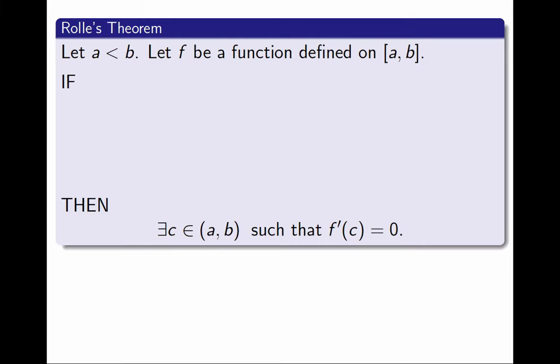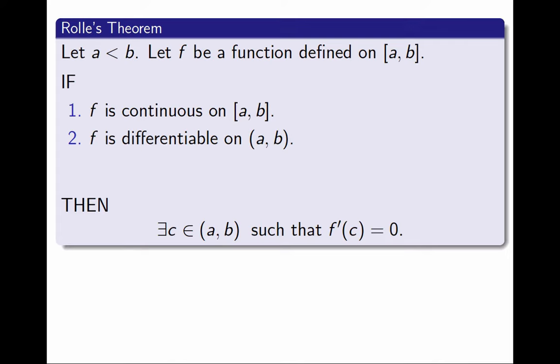a, b, under certain hypotheses, we can conclude that there must be at least one point in the interior with derivative 0. What are the hypotheses? First, we need the function to be continuous on the full interval, including the endpoints. Second, we need the function to be differentiable on the open interval, not including the endpoints. And finally, we ask that f of a equals f of b. As you know, differentiability implies continuity, so the first two conditions mean that f must be differentiable in the interior of the interval, but at the endpoints, it only needs to be continuous.